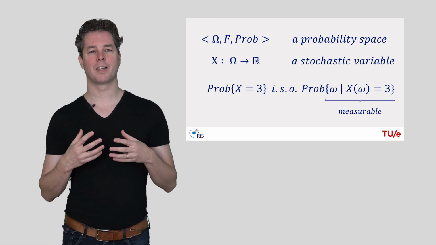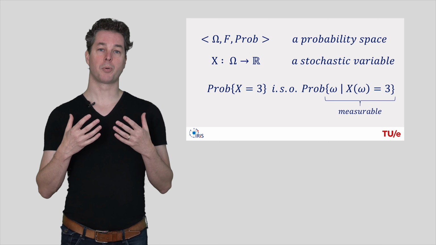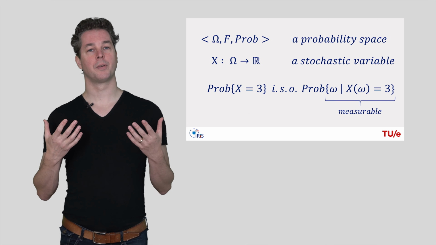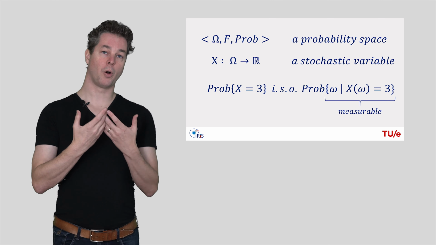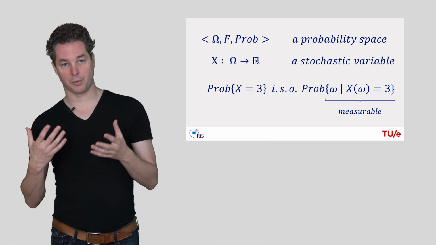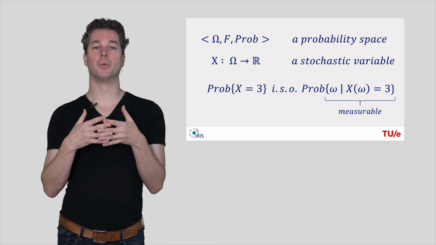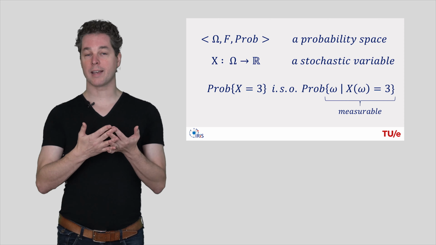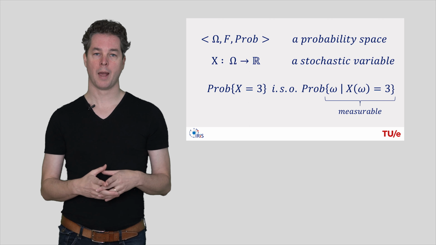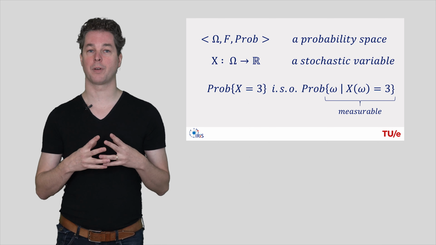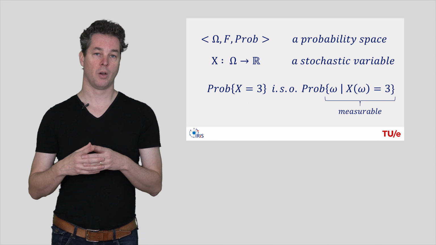Using a stochastic variable, we can abstract from the set omega by simply writing the probability that x equals 3, rather than the probability that the measurable set of all the omega such that x of omega equals 3 is equal to something. So we don't need to worry about how the set x equals 3 is actually constructed from the set omega. We just assume that this set is measurable. And in the way that usually stochastic variables are chosen, this set will be measurable as long as it is a countable union of intervals.